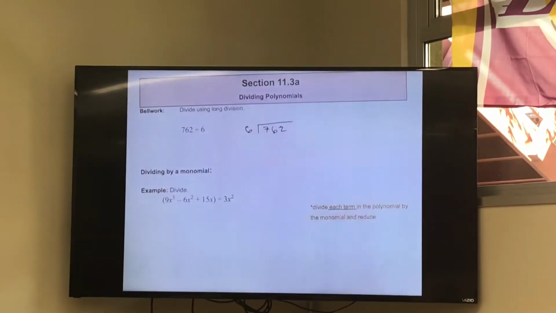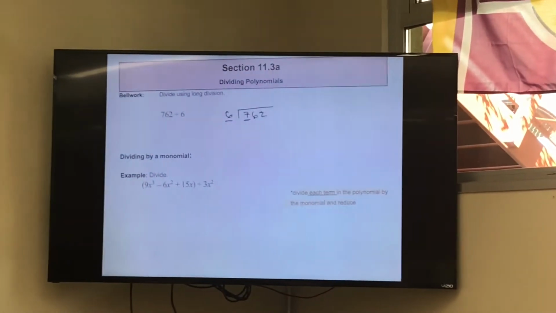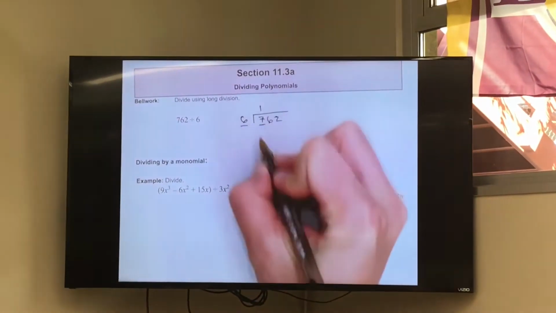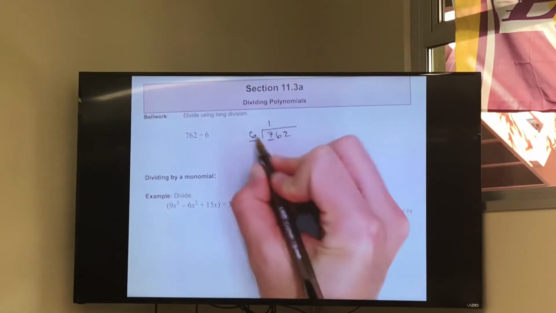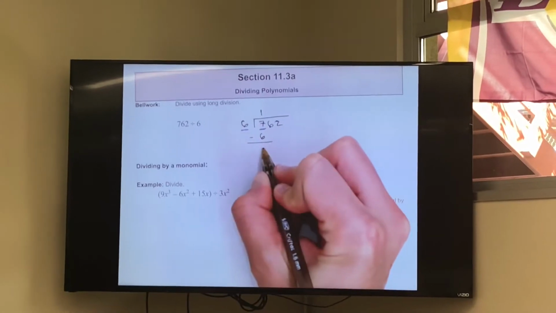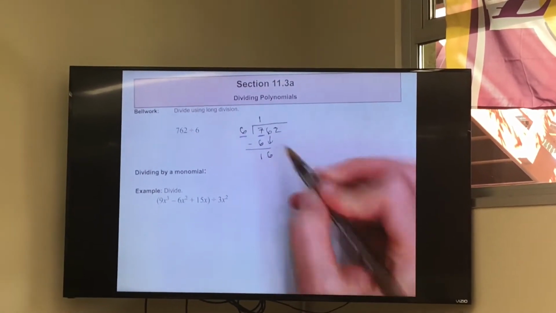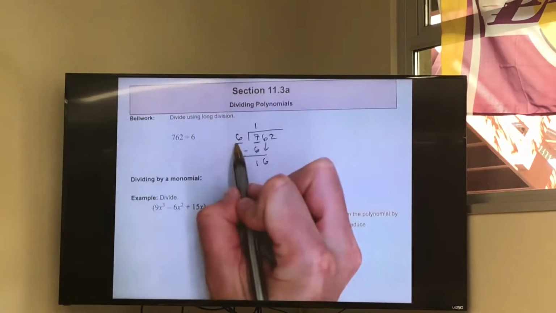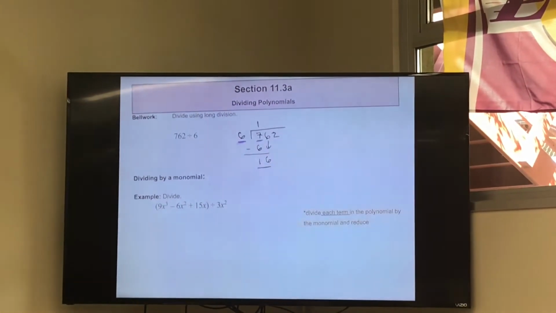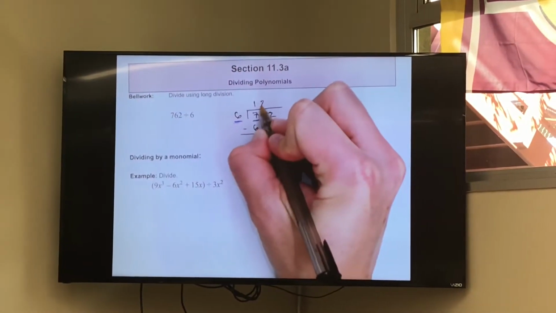The first thing you do is you think, how many times does 6 go into 7? 6 only goes in once, and then 1 times 6 gives us 6, and then we subtract down. 7 minus 6 gives me 1, and you bring down the 6. Again, now you're thinking 6 into 16. How many times does 6 go into 16? That would be twice. Put the 2 there.